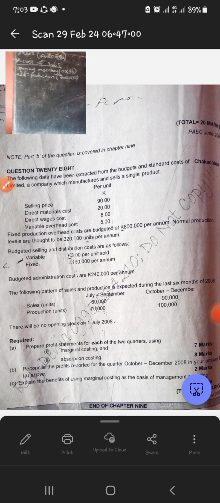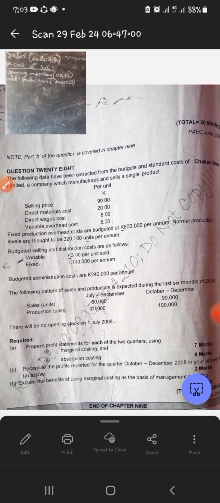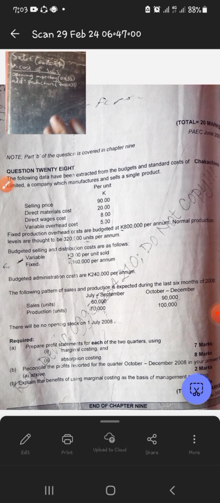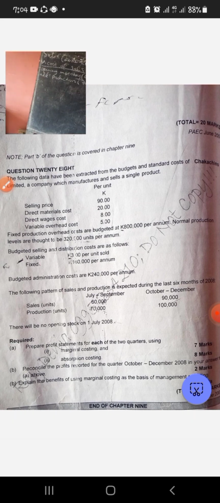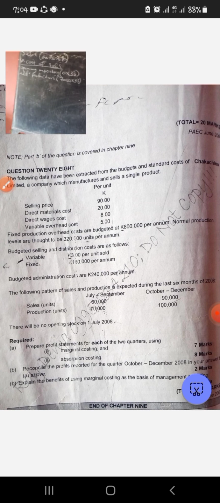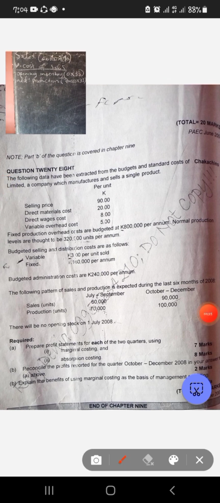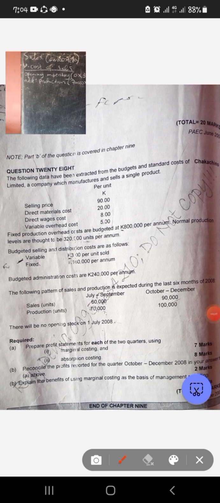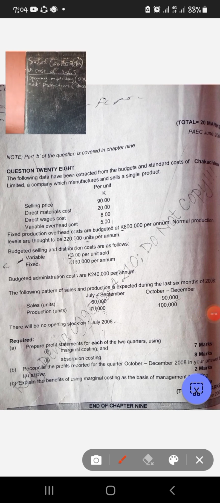Before going to the closing inventory, you also need to check if you have been given any variable cost in your question. If you are given any variable cost in the question, you need to add it on the variable cost of sales. When you go down there, you're going to agree with me that they have given us a variable selling and distribution cost here.